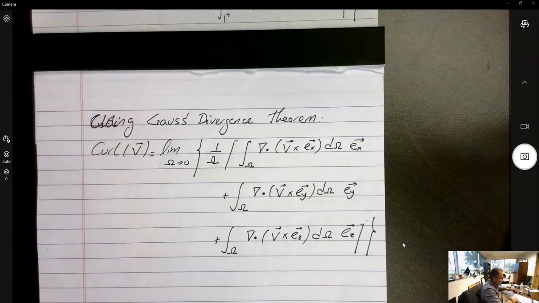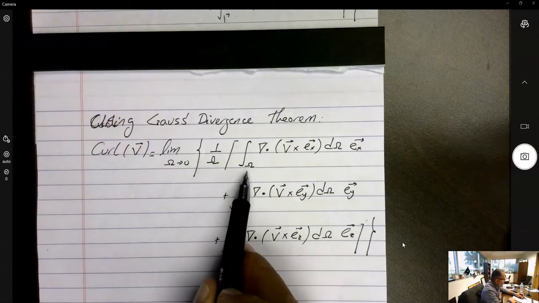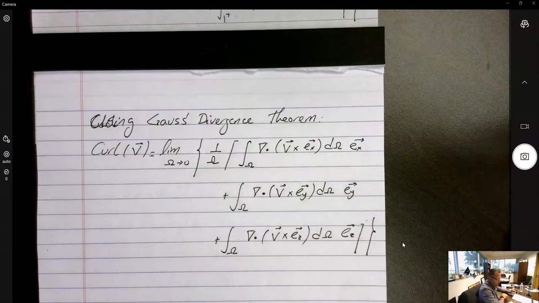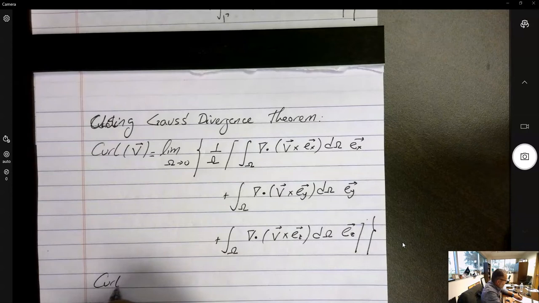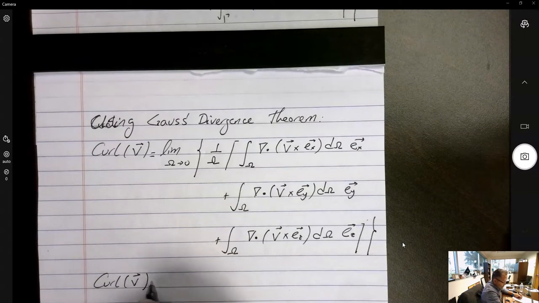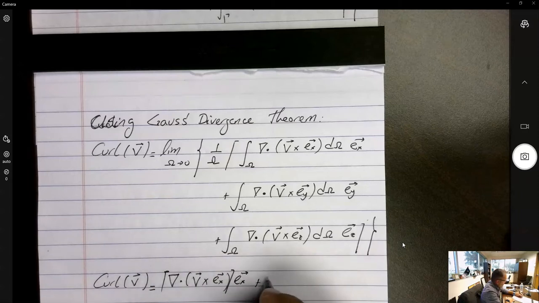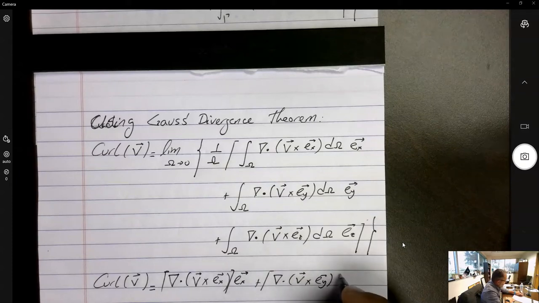So then I can cancel the limit when omega goes to 0 of the integral over omega. I can just simply use the integrand. It's exactly the same thing. So the curl of V will simply boil down to be the divergence of V cross ex in the x direction, plus the divergence of V cross ey in the y direction, plus the divergence of V cross ez in the z direction.